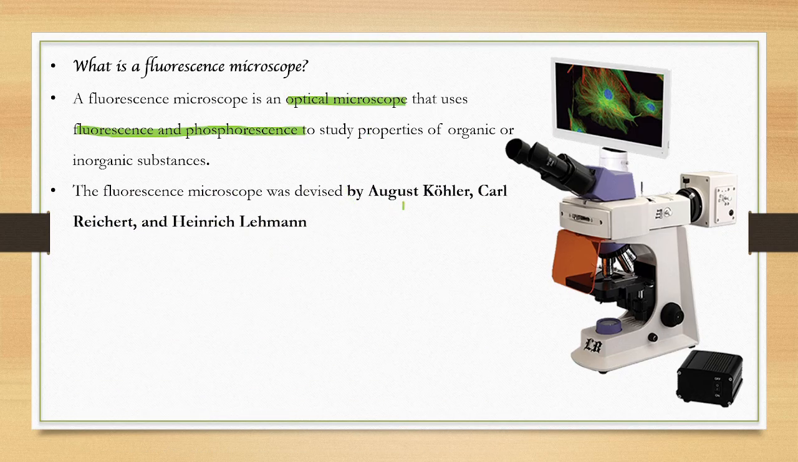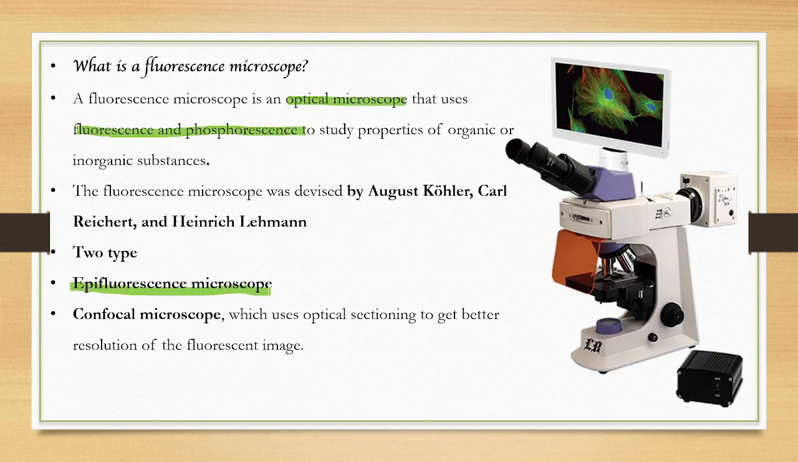It was devised by August Köhler, Carl Reichert, and Heinrich Lehmann. There are two types of fluorescent microscopy. One is the epifluorescent microscope, which we are going to discuss in this topic. It is the simplest type of fluorescent microscope. The second type is the confocal microscope, which uses optical sectioning to get a better resolution of the fluorescent image.